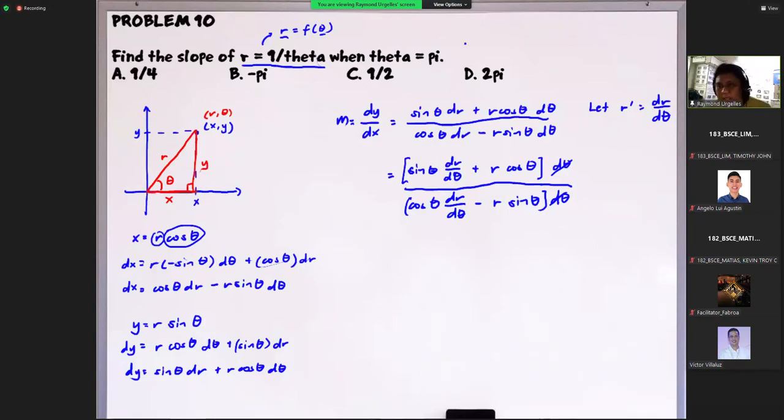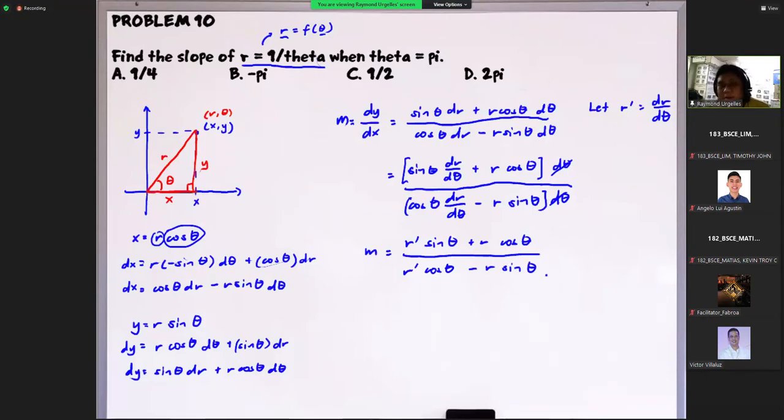Okay. So again, lalabas na parang direct formula para dun sa slope natin. Since dr d theta is just r prime, kailangan lang natin kunin yung dr d theta if you are given the value of r. So we have r prime sine theta plus r cosine theta, divided by r prime cosine theta minus r sine theta. This is our slope m.